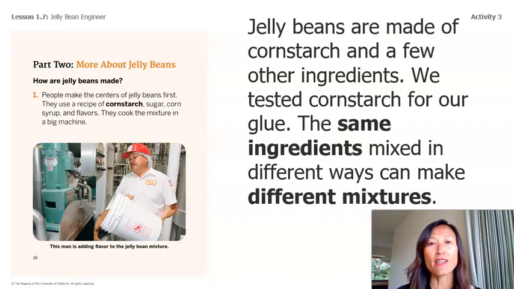Part 2 says more about jelly beans. How are jelly beans made? People make the centers of jelly beans first. They use a recipe of cornstarch, sugar, corn syrup, and flavors. They cook the mixture in a big machine. The caption on this picture says, "This man is adding flavor to the jelly bean mixture."